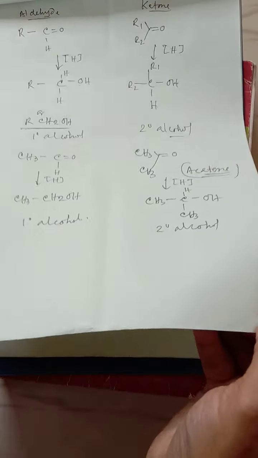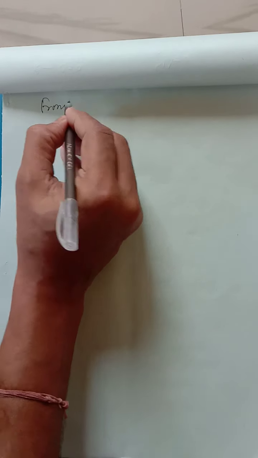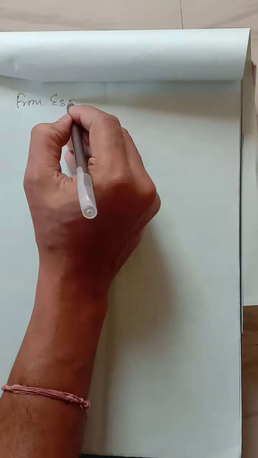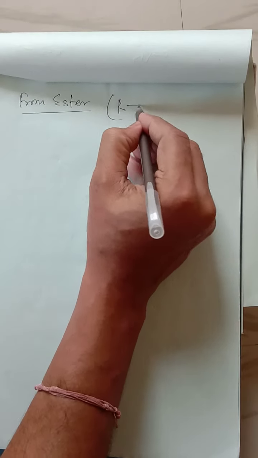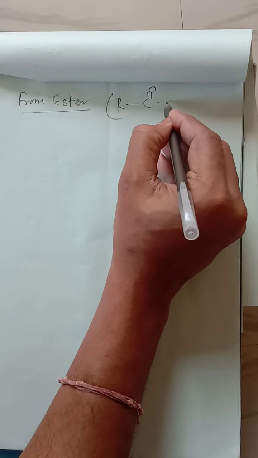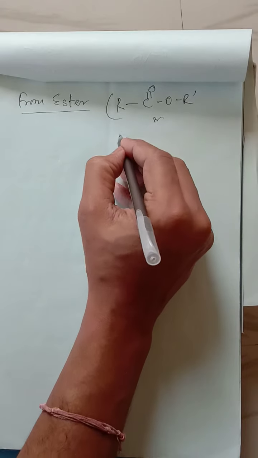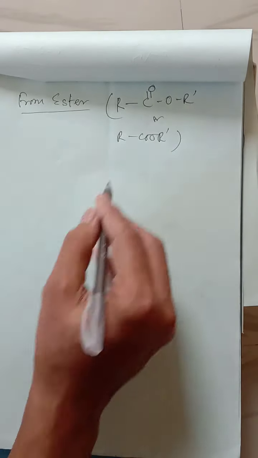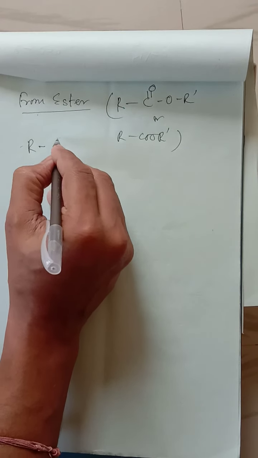Now moving to the next part. In case of ester, from ester. First of all, what is the common formula of ester? RCOOR'. In short form, you can write it like this: RCOOR'. So RCOOR' is known as ester. Now what will happen here? Same case.